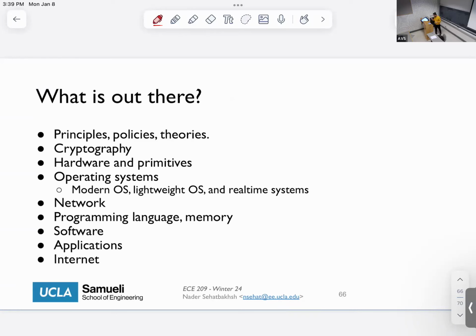So yeah, what is out there? There are lots of people who work on the theory aspects of security. There are lots of people working on crypto and crypto implementation. Of course, hardware and hardware primitives. This is my area that I'm working on. There are a whole bunch of people working on operating systems, and a whole bunch of things within operating systems for security. Network, of course, another big thing. Programming languages, software applications, the internet. There are various aspects of the computing stack where people are actively working on the security aspects of these things. Some of them directly, some of them indirectly.